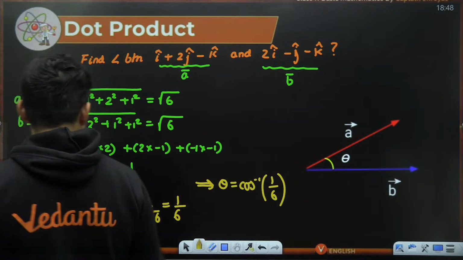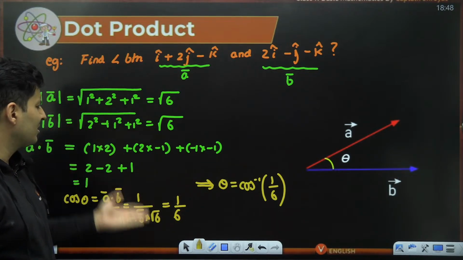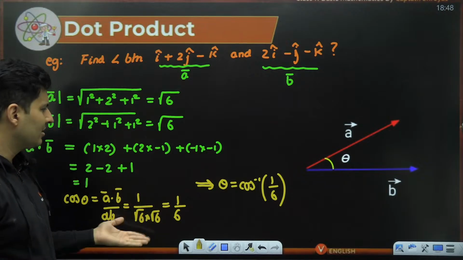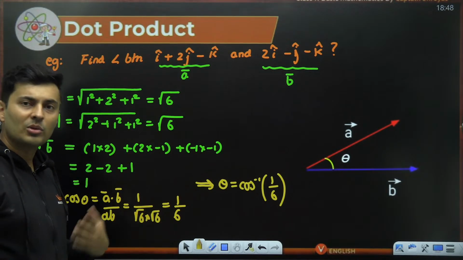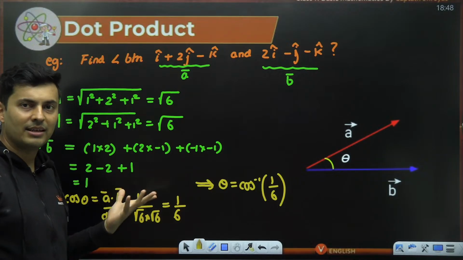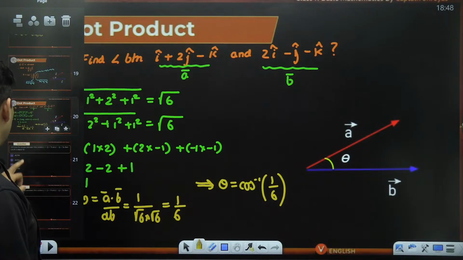Sir, any trick to find it easy and fast? Just dot product is very easy, man. This doesn't take much time. It is just that I'm explaining it for the first time over here for you guys. So it feels lengthy whenever you see a problem for the first time, but actually it is not. Okay. So let's do some questions now.